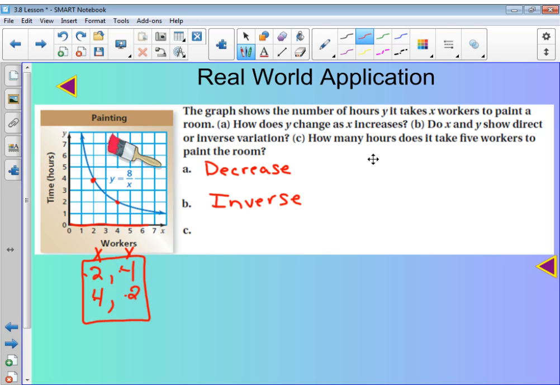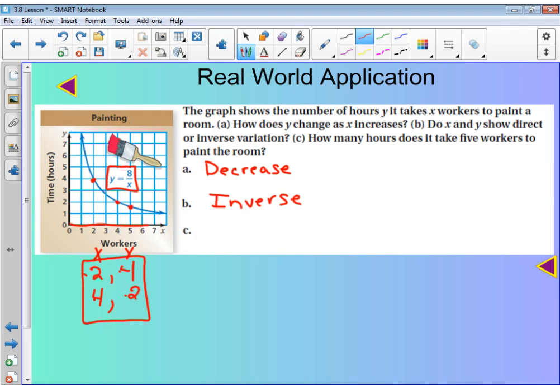And letter C, how many hours does it take for 5 workers to paint the room? We could use the graph, but the problem is here's where it would be. It's falling between 1 and 2 hours, so I could approximate it, but we need to really go through and actually identify. So we're going to substitute in 5 into our equation. So here's the equation that we have. They've already written out or solved that equation for us.